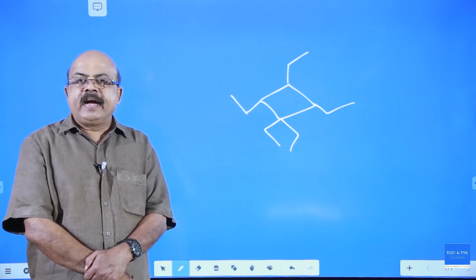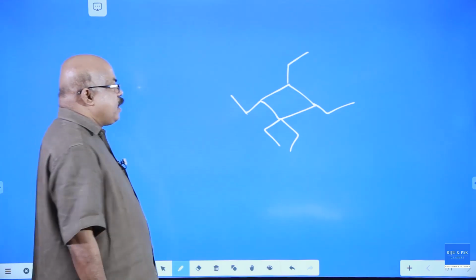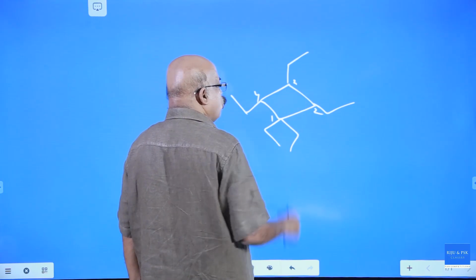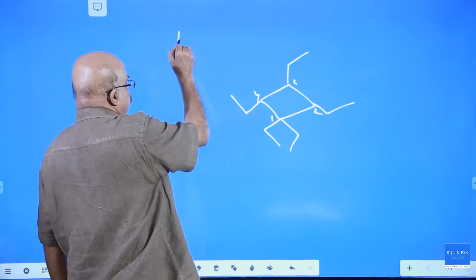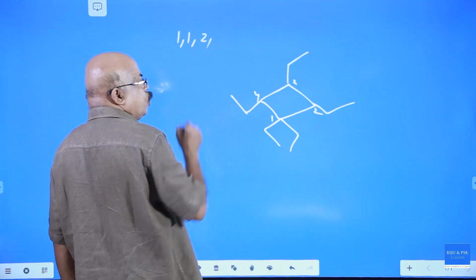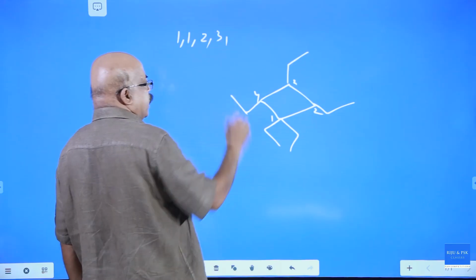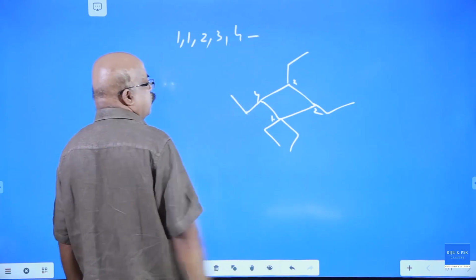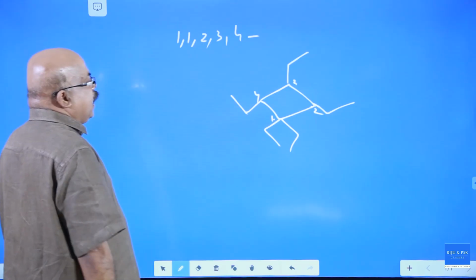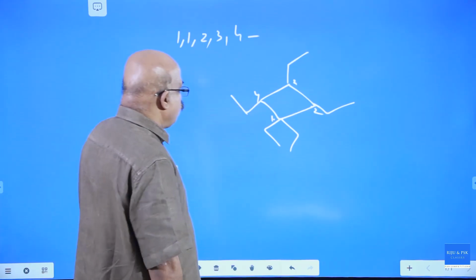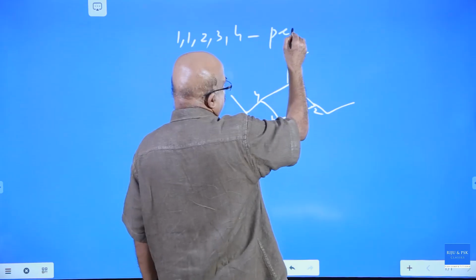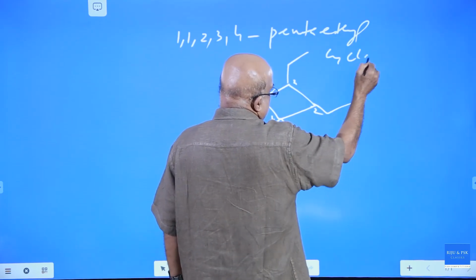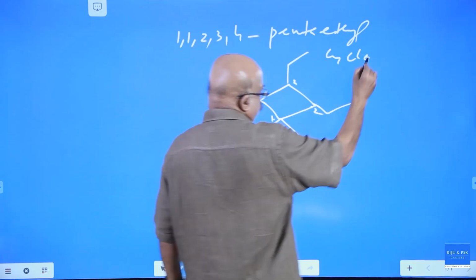All the substituents are identical. So this can be numbered from here. 1, 2, 3, 4. It is 1, 1, 2, 3, 4-pentaethyl cyclobutane.